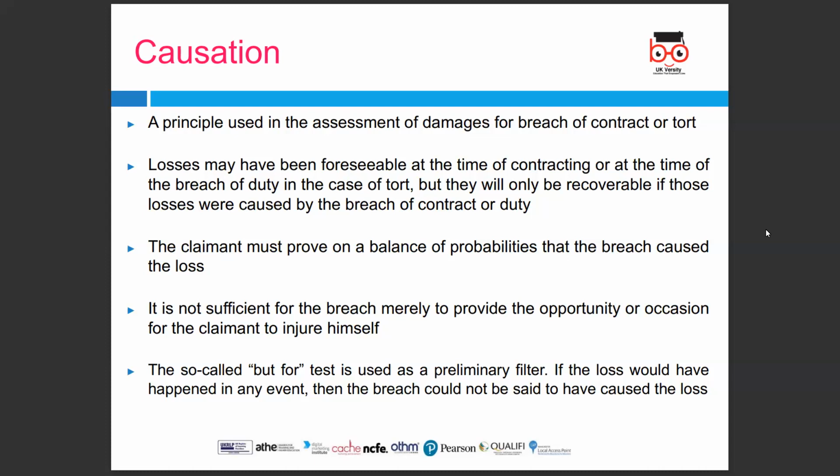The so-called but-for test is used as a primarily preliminary filter. If the loss would have happened in any event, then the breach would not be said to cause the loss.